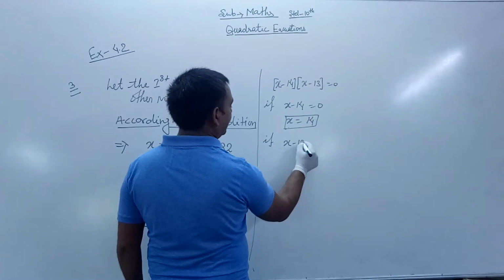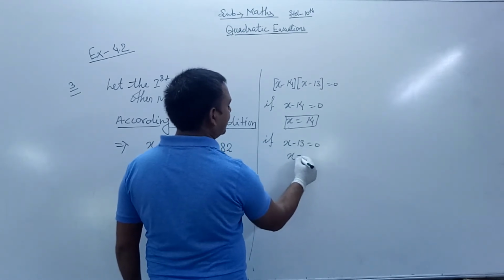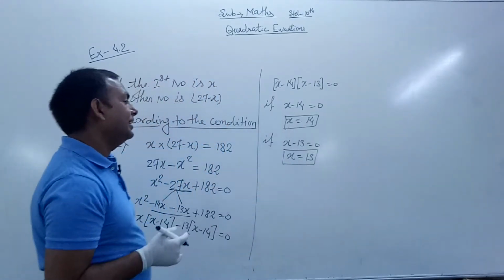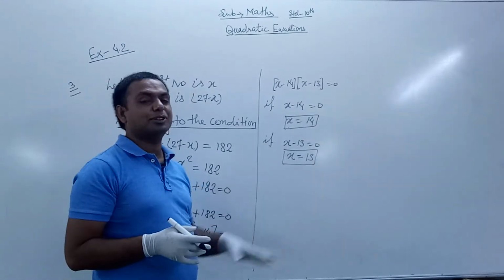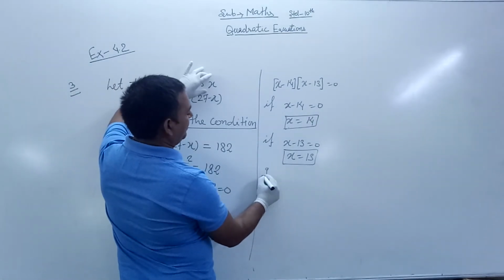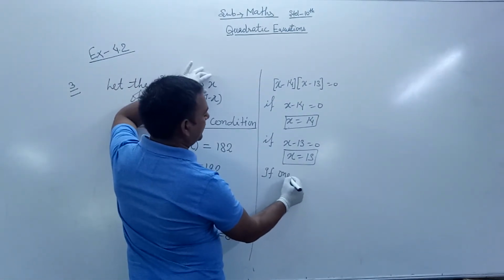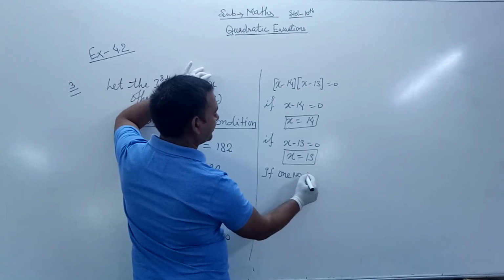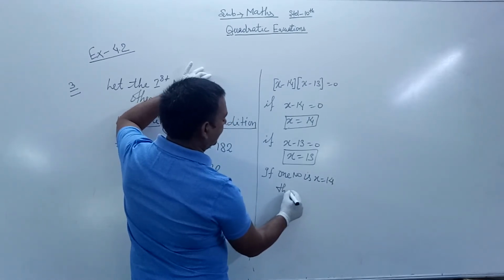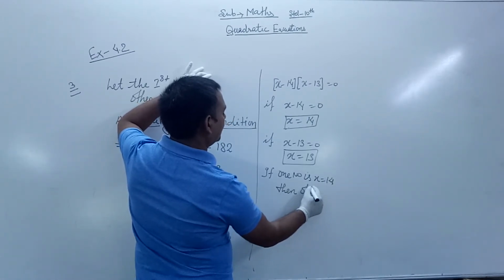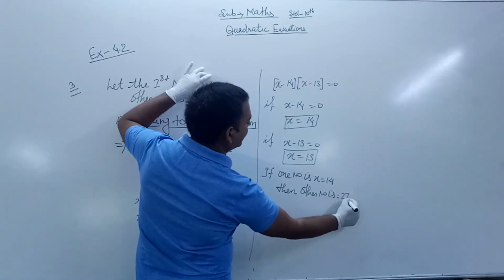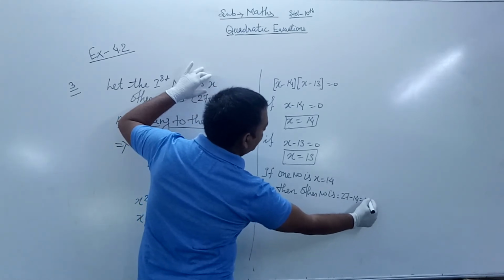If x minus 13 is equal to 0, then x is equal to 13. So here x is equal to 14 and x is equal to 13. Here I say one number is x. If the first number is x equal to 14, then the other number is 27 minus 14, which is equal to 13.